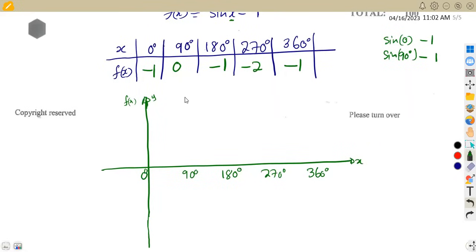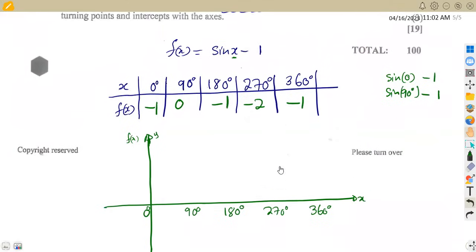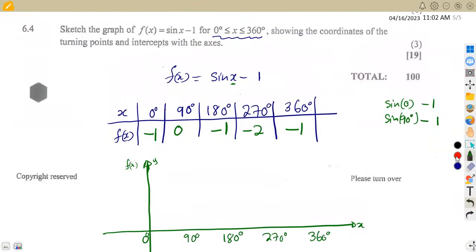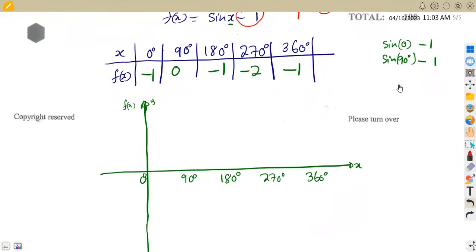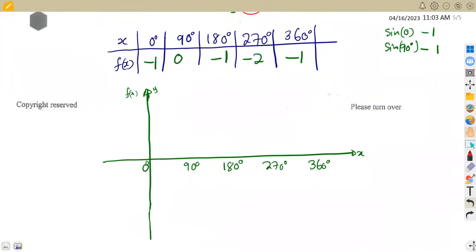We do not have positive values because this graph is being shifted. Take note, a normal sine wave is supposed to be like this. But now, because of the negative 1 here, this graph is shifted 1 unit downwards, which means this point is going to move 1 unit. This point, 1 unit, every point is moving 1 unit downward. That is why we are having this graph now with negative values. So that is what actually happened in this case.